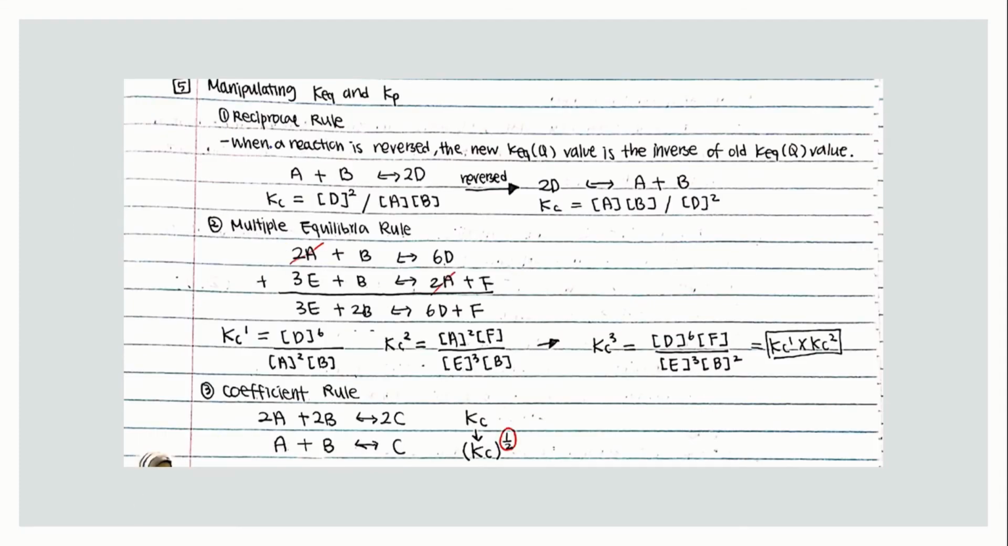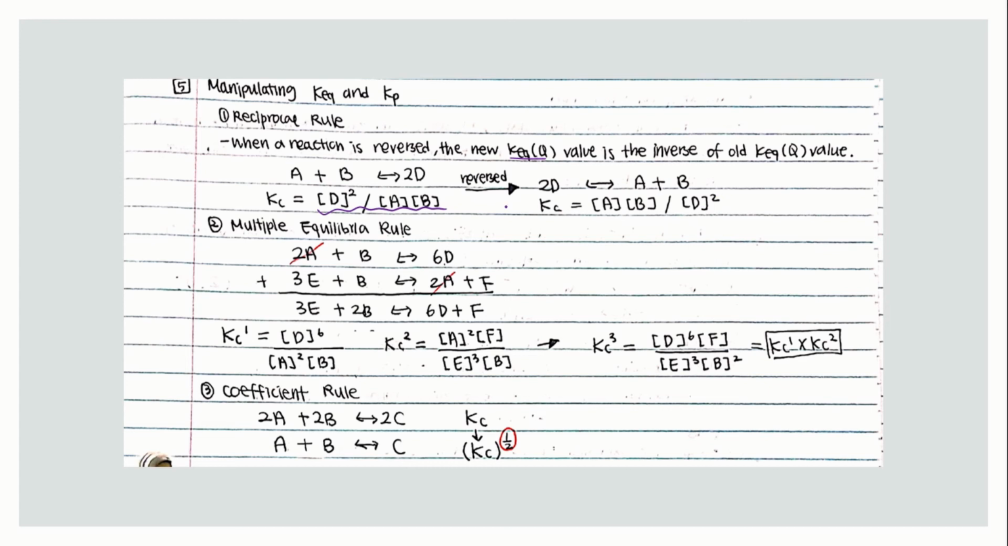Next is manipulating Keq and Kp. There are three main rules: the reciprocal rule, the multiple equilibria rule, and the coefficient rule. The reciprocal rule is when a reaction is reversed, the new Keq value is the inverse of the old Keq value. For this reaction, A plus B becoming 2D, the Kc will be D squared over A times B. But if the reaction is reversed, 2D becoming A and B, the Kc will be the inverse of this old Kc value, so the denominator and numerator will just swap places and it will be A times B over D squared.